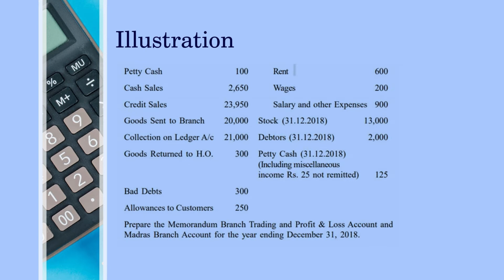Prepare the memorandum branch trading and profit and loss account and the Madras branch account for the year ending 31st December 2018. So these are the information provided. Based on this information, we have to prepare the final accounts and the branch account in the books of the head office.